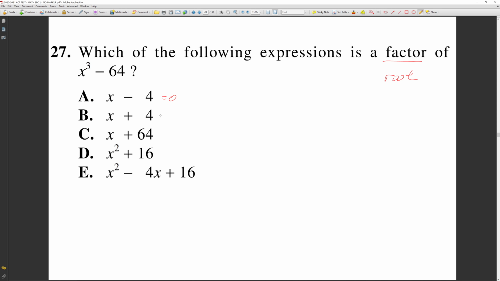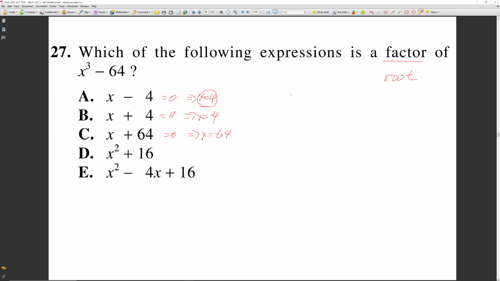So what you do is you set all these equal to 0, and we're not going to worry about these two right now. Let's just do a test. So in this case, we have to solve for x. So x is equal to 4. In this case, x is equal to -4, and in this case, x is equal to -64. So let's start with the top one first.